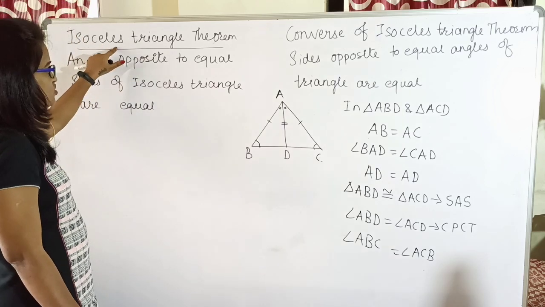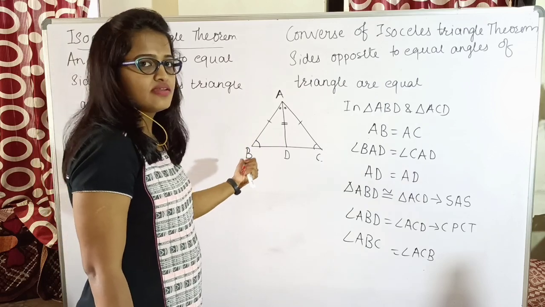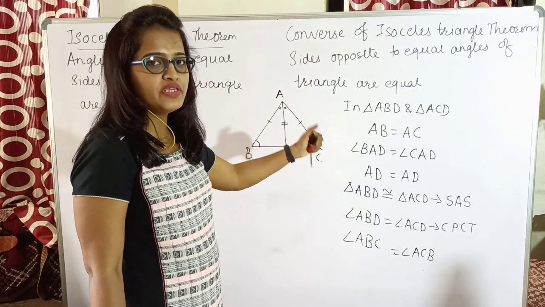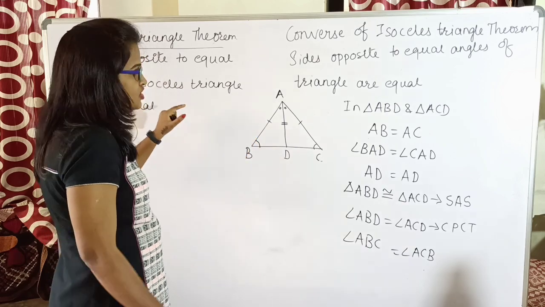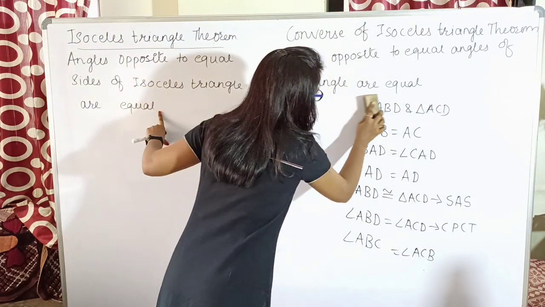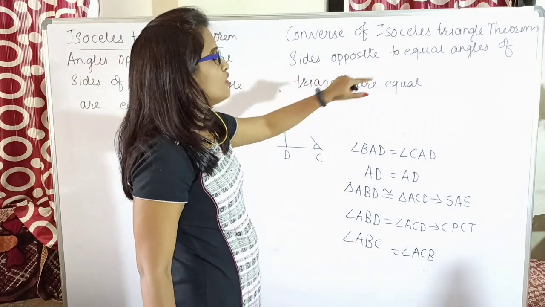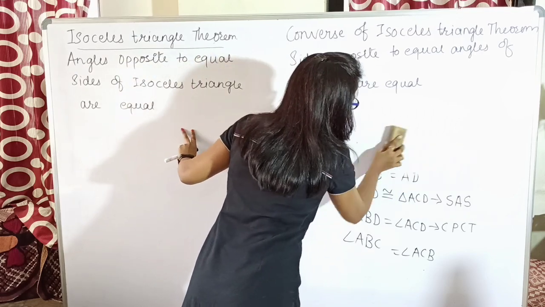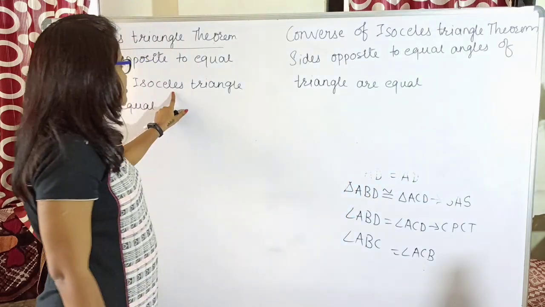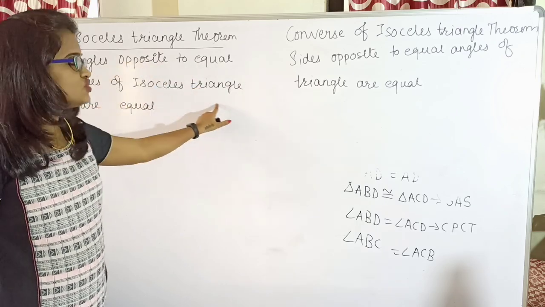Yes. So in isosceles triangle theorem, if sides equal, then angles equal. So its converse would be if angles equal, then sides equal, isn't it? So let us read the statement. It says sides opposite to equal angles of a triangle are equal. Now as you can see, here they have said angles opposite to equal sides of isosceles triangle.